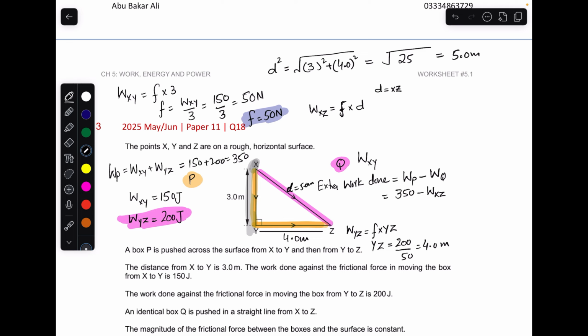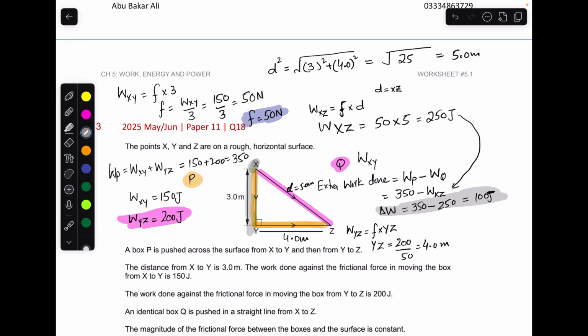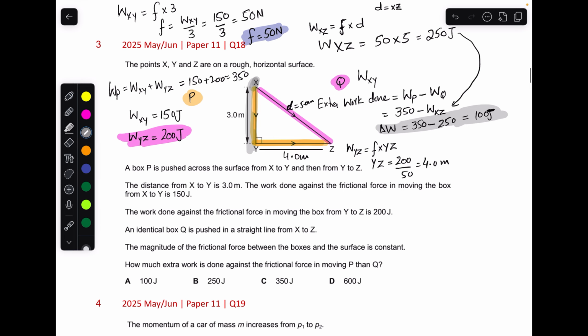Now we can find the work from X to Z. Force is 50, distance traveled is 5, that will give you 250 joules. Now you can put this value here. This will give you 350 minus 250, 100 joules. So that is the extra work done by P as compared to Q. So option A is correct.